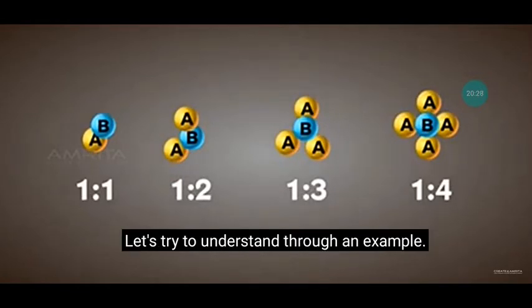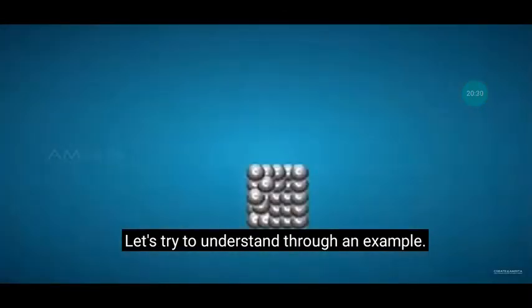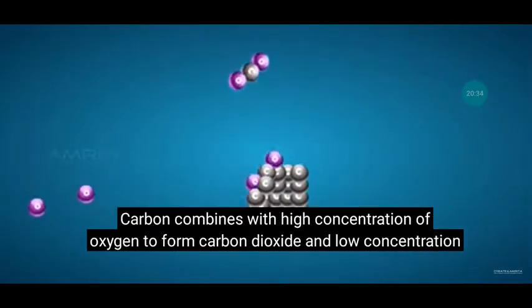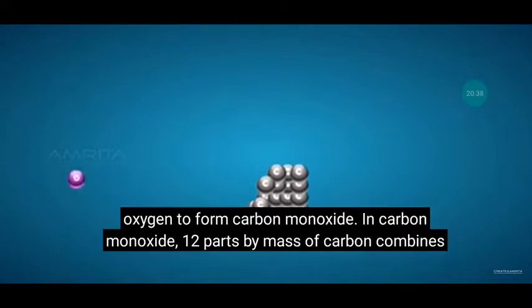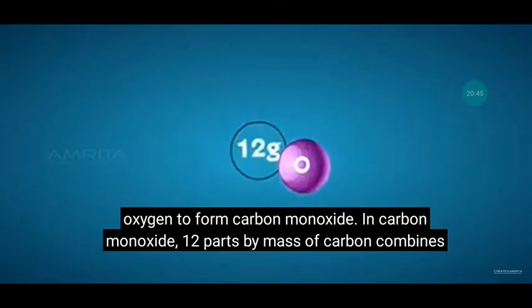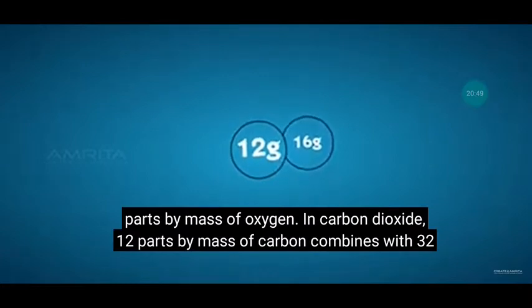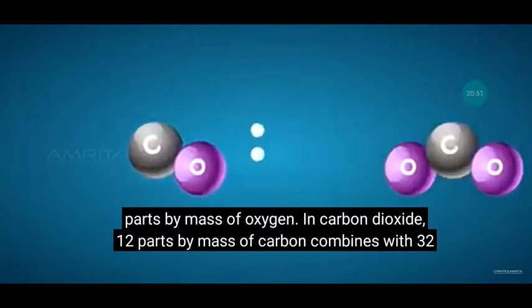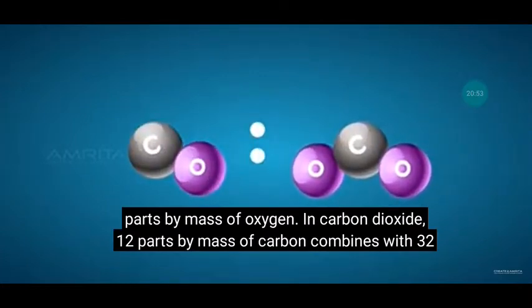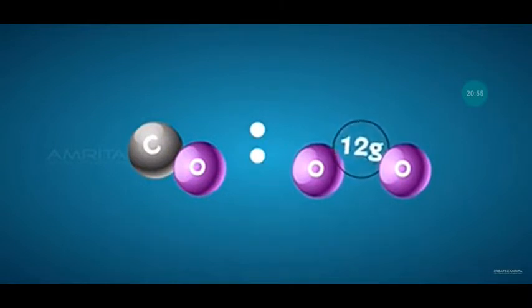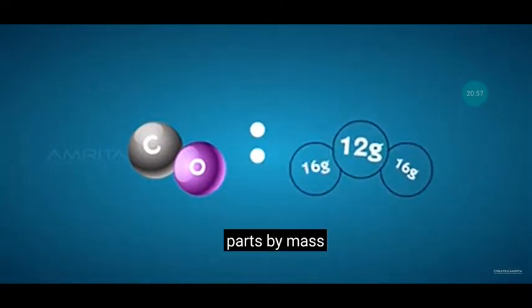Let's try to understand through an example. Carbon combines with a high concentration of oxygen to form carbon dioxide and a low concentration of oxygen to form carbon monoxide. In carbon monoxide, 12 parts by mass of carbon combines with 16 parts by mass of oxygen. In carbon dioxide, 12 parts by mass of carbon combines with 32 parts by mass of oxygen.